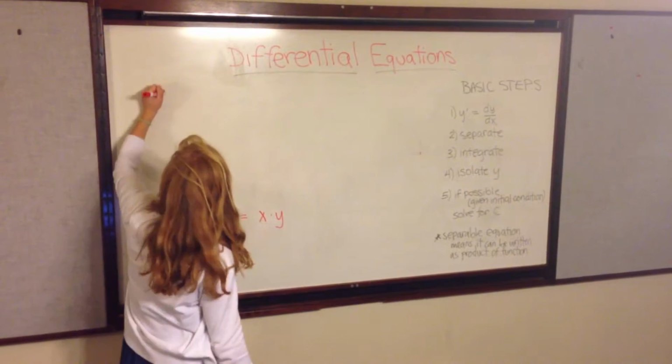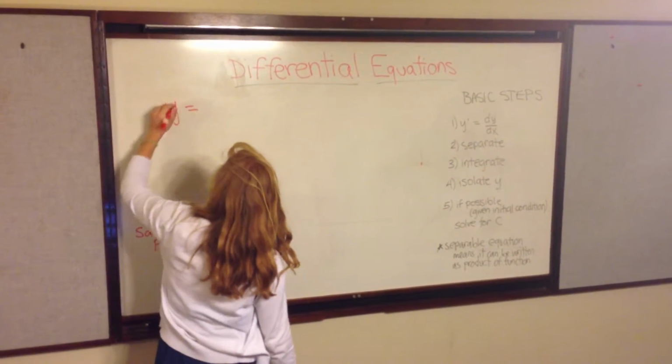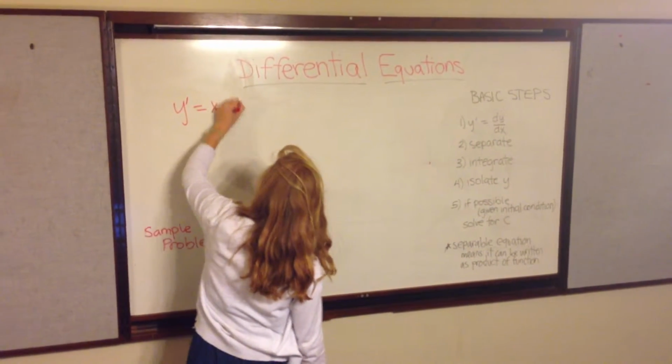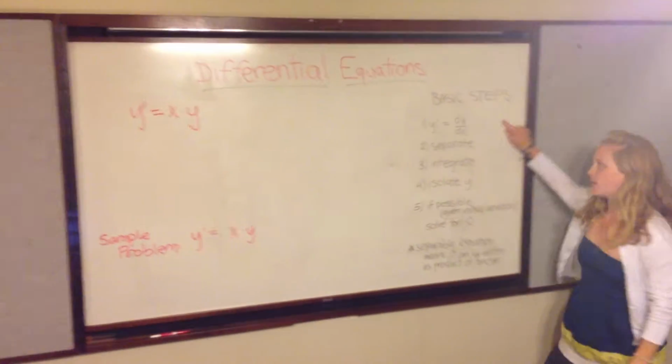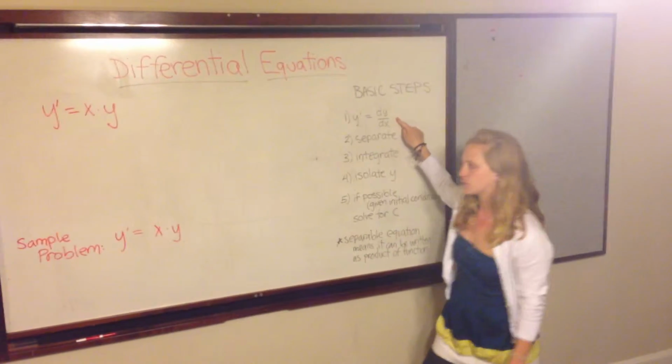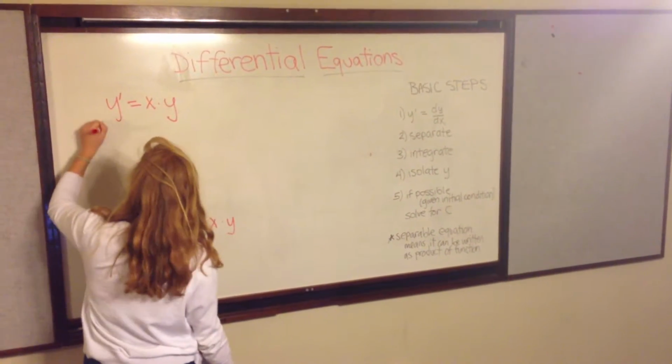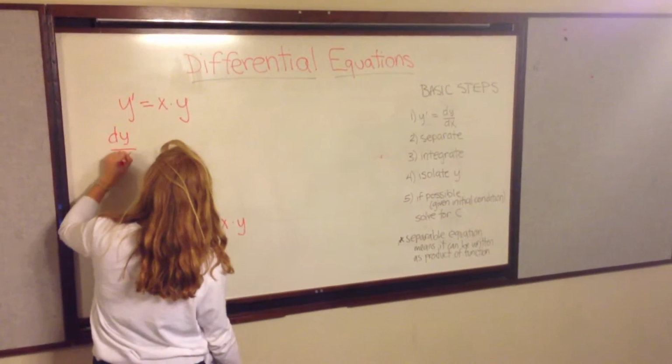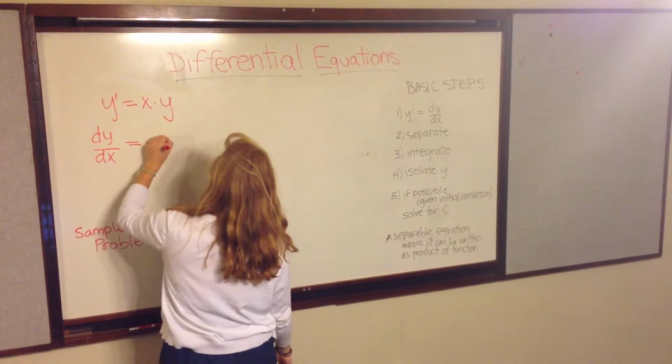Here is our equation. The basic steps for how to solve that are that y prime is equal to dy dx. So that's our first step. Over here we can write dy over dx equals x times y.